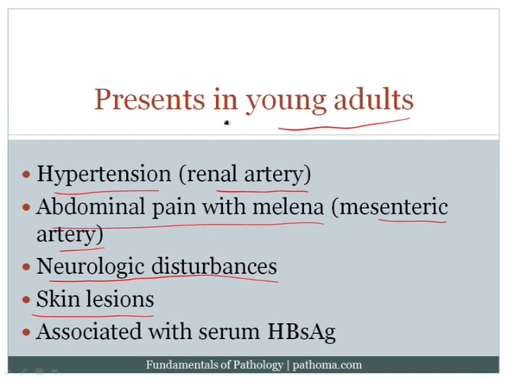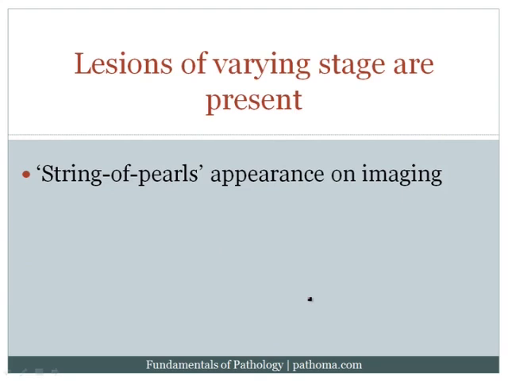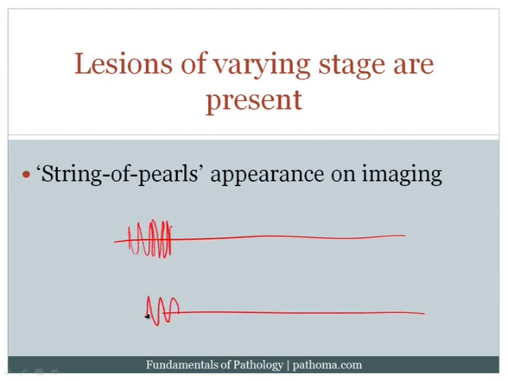One of the high-yield associations to be aware of is that in patients with polyarteritis nodosa, you often find a serum hepatitis B surface antigen in those patients. And so that's something to be aware of. Now, interestingly, the lesions of this particular disorder are present in varying stages. So in some, when you look at the blood vessel, you might find some early lesions, and the early lesions consist of transmural inflammation, so that the whole wall is inflamed with a characteristic finding called fibrinoid necrosis.